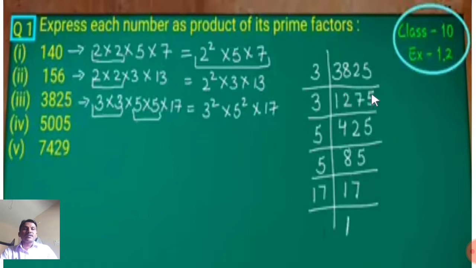Again this number is divisible by 3. 3 4s are 12, 3 2s are 6, 1 is remaining in 7, 1 5 means 15, 3 5s are 15. Now this number is divisible by 5. 5 8s are 40, 2 is remaining here, 2 5 means 25, 5 5s are 25. Again it is divisible by 5. 5 17s are 85, 17 1s are 17.